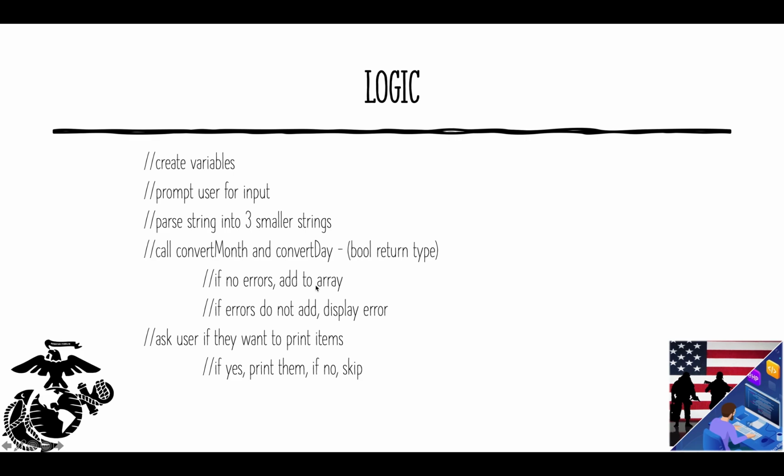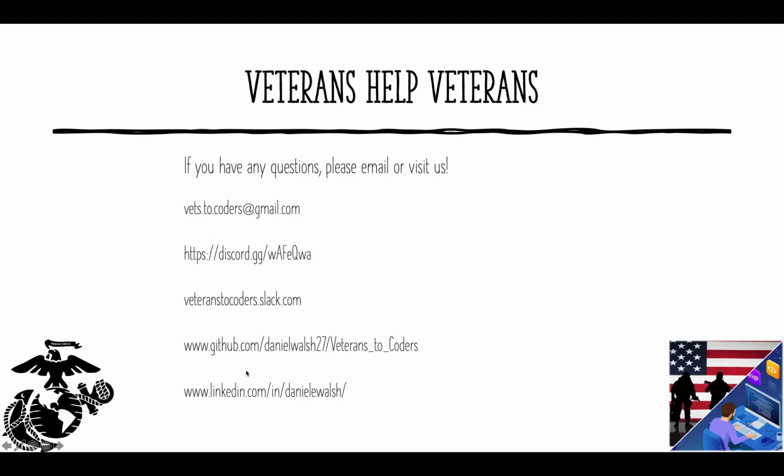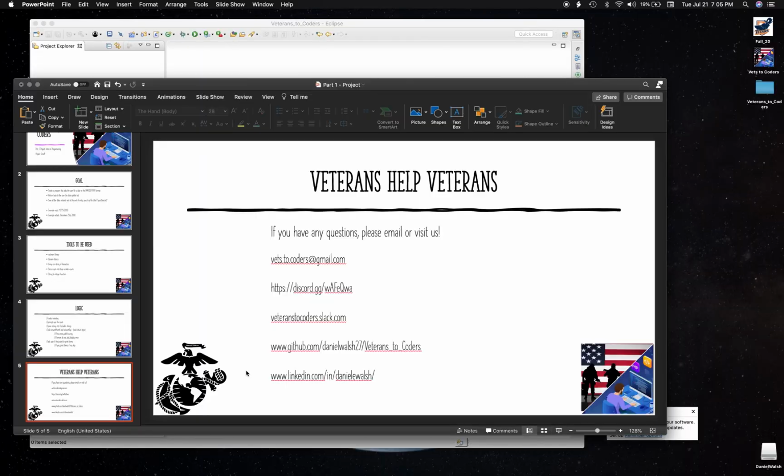If there are no errors, then we'll add to our data structure. That means that it was a correct input. And if there are errors, we will not add it to the data structure, and we will display an error. We'll then ask the user if they want to print the items, printing them being to a file. And now we're going to get started.